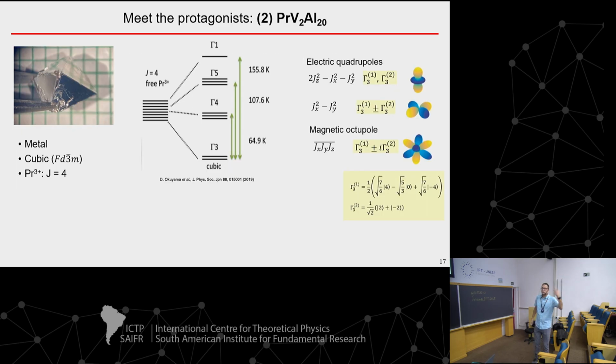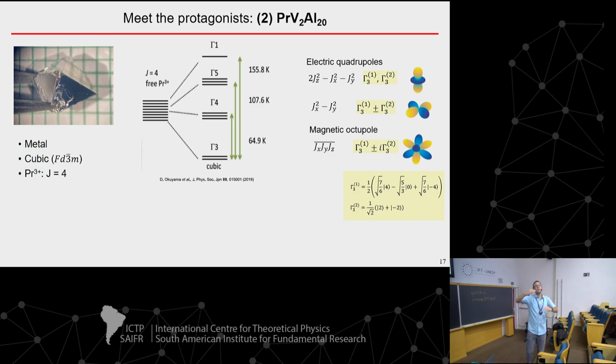All right. So that's the first of these materials. The second material is praseodymium, vanadium, aluminum. This is clearly a metal that's shiny. You can grow these beautiful crystals of this. This is cubic, not tetragonal. And the active ion here, obviously, is the praseodymium ion. That has J equals 4.